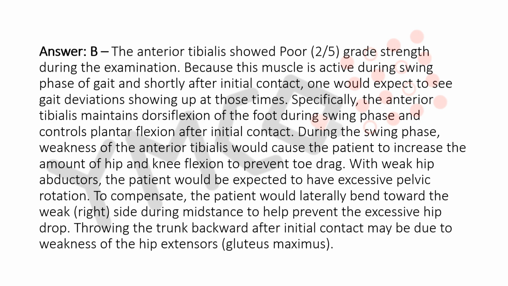With weak hip abductors, the patient would be expected to have excessive pelvic rotation. To compensate, the patient would laterally bend toward the weak, right, side during mid-stance to help prevent the excessive hip drop. Throwing the trunk backward after initial contact may be due to weakness of the hip extensors, gluteus maximus.